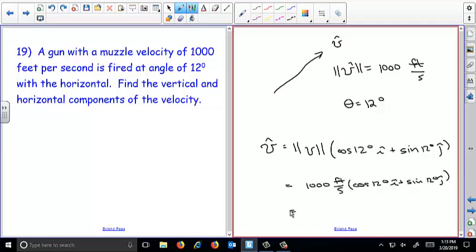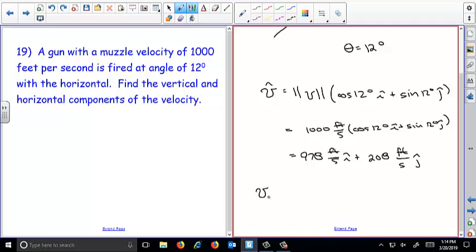So 1,000 times the cosine of 12 degrees is 978 feet per second I, and then you take 1,000 times the sine of 12 degrees, 207.9, or just 208, rounding off to 3 digits. So you get 208 feet per second J. And so the x component of velocity is 978 feet per second, and the y component of velocity is 208 feet per second.